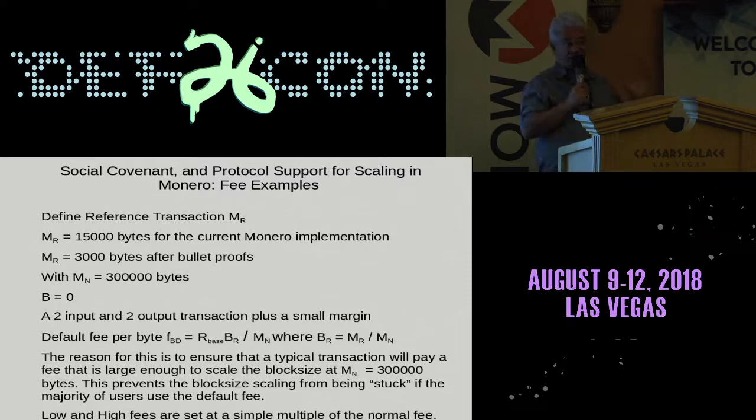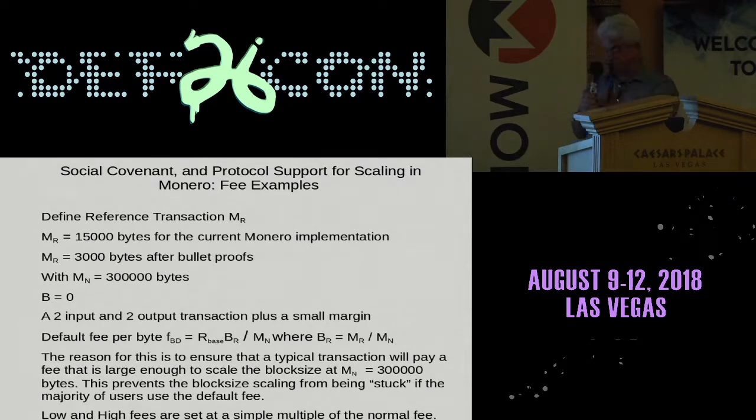We're going to add a typical transaction, and from that, we can calculate what the fee has to be. Basically, that is the default fee per byte that you pay in Monero. Because the idea is we pay enough of a fee in that transaction so that transaction alone can support that scaling of itself. Otherwise, the miner wouldn't mine it and the block size wouldn't scale. That's how the default fee is set.